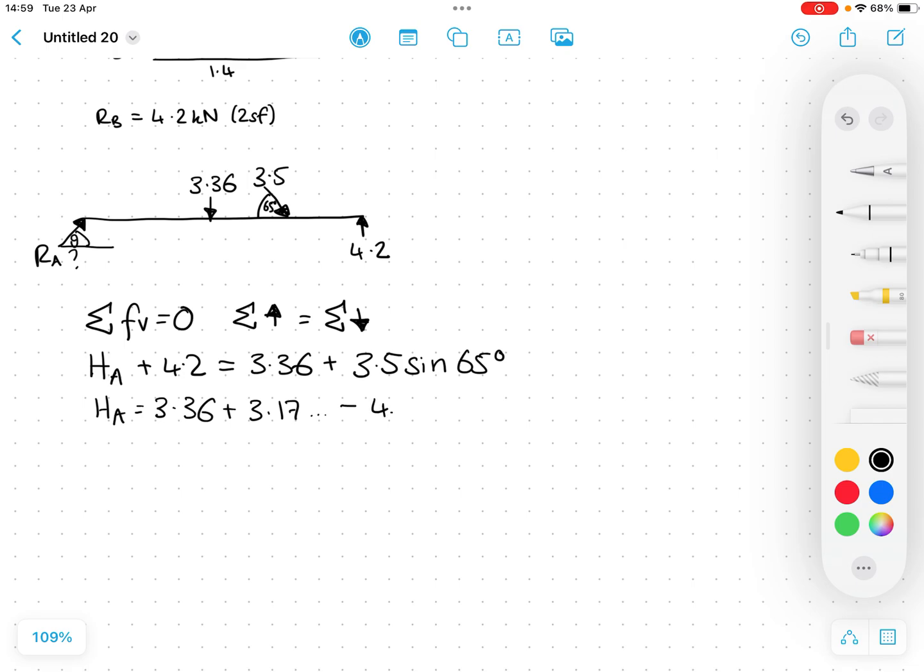Minus 4.2. And that tells me, oh, I've just started saying horizontal the whole time. This is pointless. Just delete this and start again.